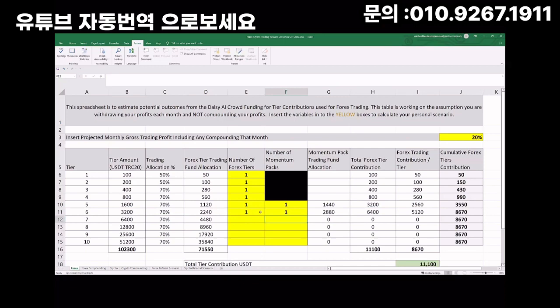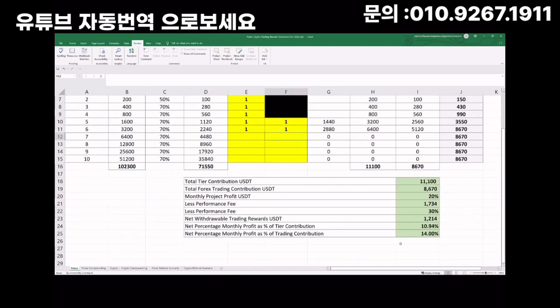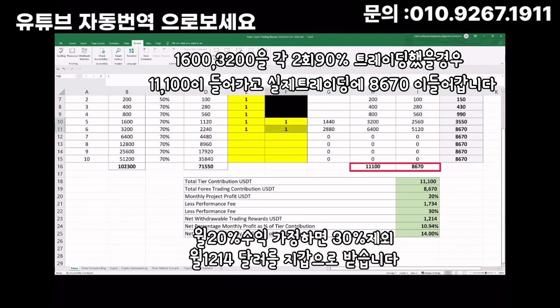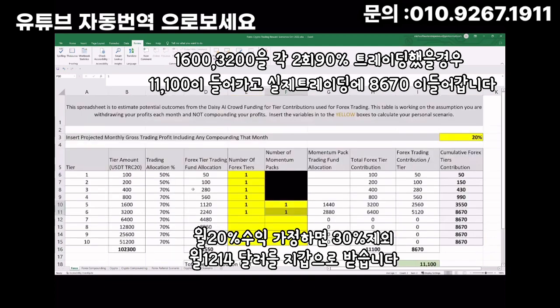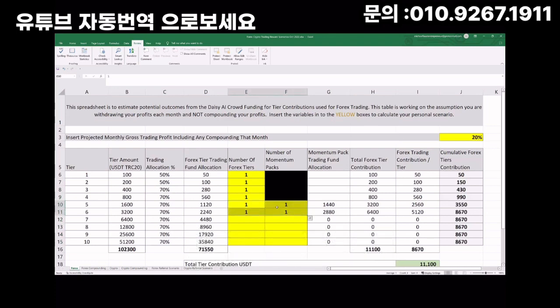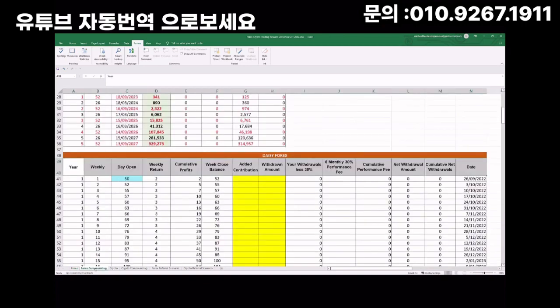So you can play with the numbers here, and that will give you the various scenarios. You can see here, when you add momentum packs, the net profit is actually increasing, because with your first two tiers, 50% goes to trade, then 70% for all other higher tiers, and 90% for momentum pack. I'm just going to remove those additional packs and work on very conservative numbers. So now let's look at what would happen if we actually compound.